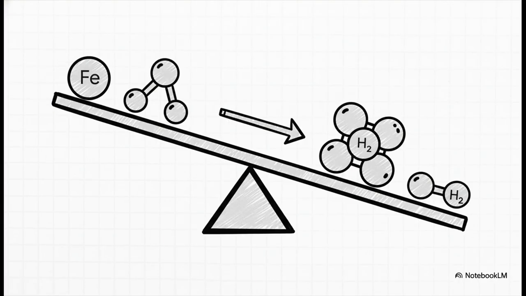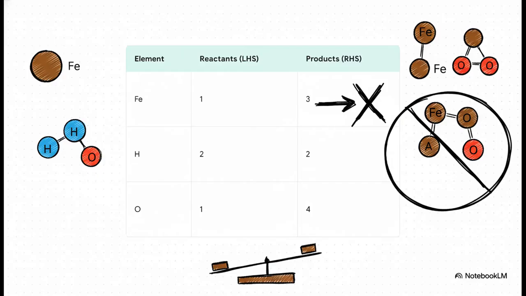Now look at this equation. This shows iron reacting with steam. Just by looking, you can tell something is not right. On the left, we have one iron atom, but on the right, there are three. And for oxygen, there is one on the left, but four on the right. This equation is not balanced. We call this a skeletal chemical equation. Let's just count the atoms to be sure. As this table clearly shows, the numbers don't match.